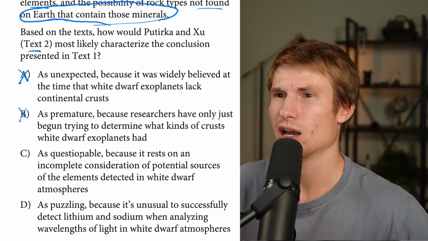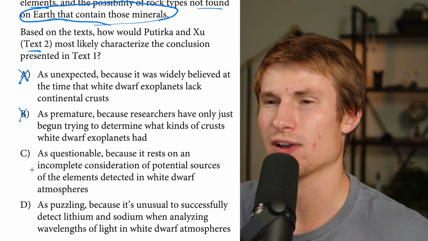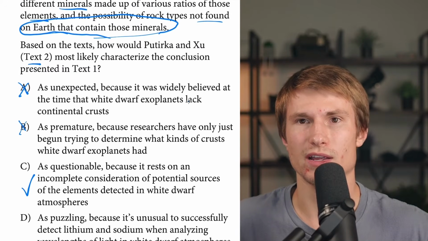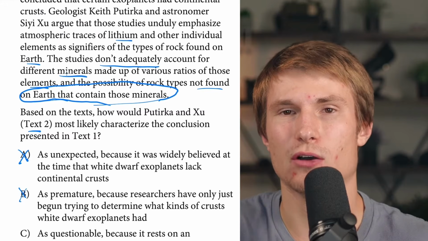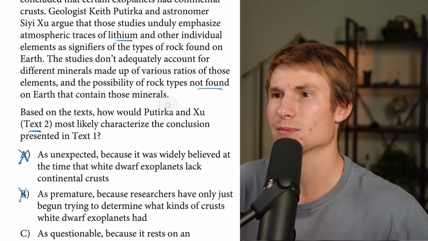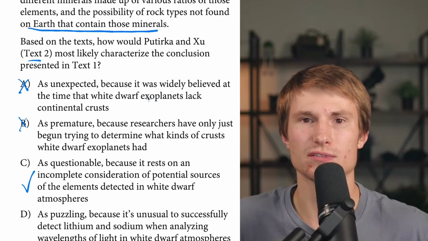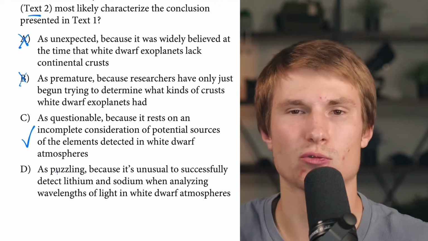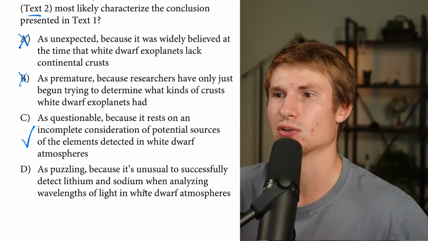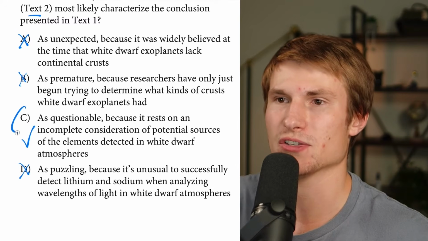And then C, as questionable, because it rests on an incomplete consideration of potential sources of the elements detected in white dwarf atmospheres. Yes. Okay, because we ultimately see at the end here in Text 2 that it says the studies don't adequately account for different minerals made up of various ratios of those elements and the possibility of rock types not found on Earth that contain those minerals. So C has a ton of textual support there, so C makes a lot of sense. We'll take a quick look at D, as puzzling because it's unusual to successfully detect lithium and sodium when analyzing wavelengths of light in white dwarf atmospheres. That doesn't have any textual support, so our answer would have to be answer choice C.